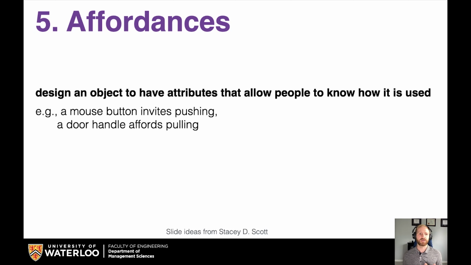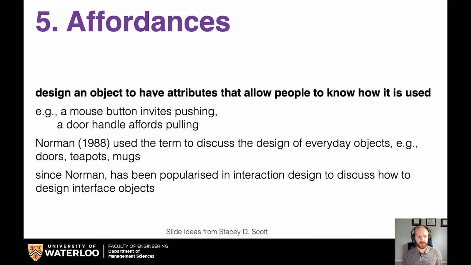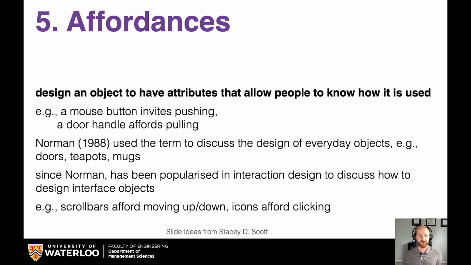For example, a mouse and button invites pushing. A door handle affords pulling. Norman used this term to discuss the design of everyday objects, for example, doors, teapots, mugs. And since then, this has been popularized in interaction design to discuss how to design interface objects. For example, scroll bars afford moving up and down, icons afford clicking.